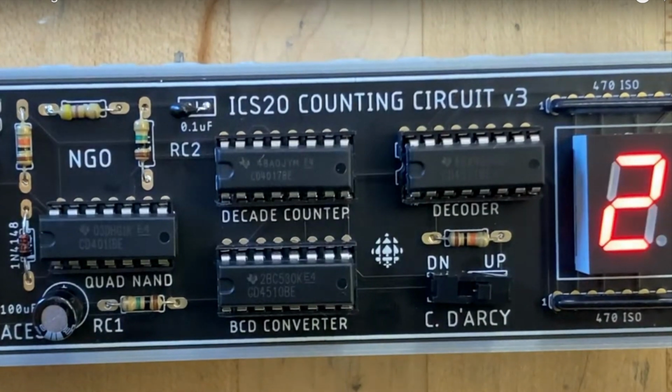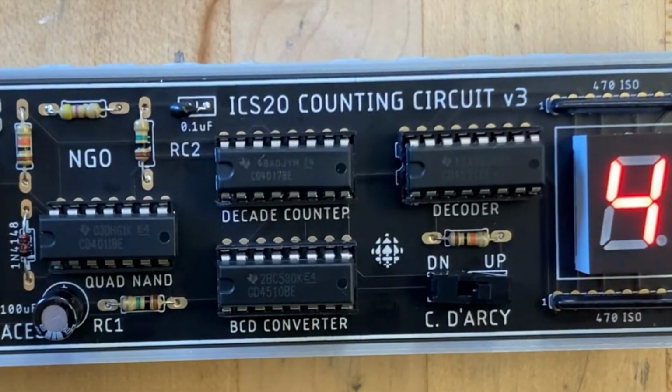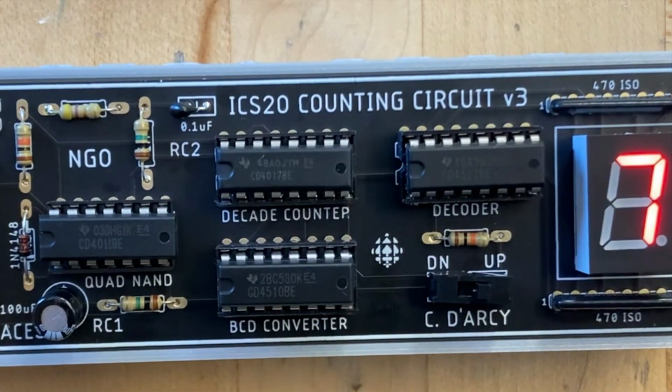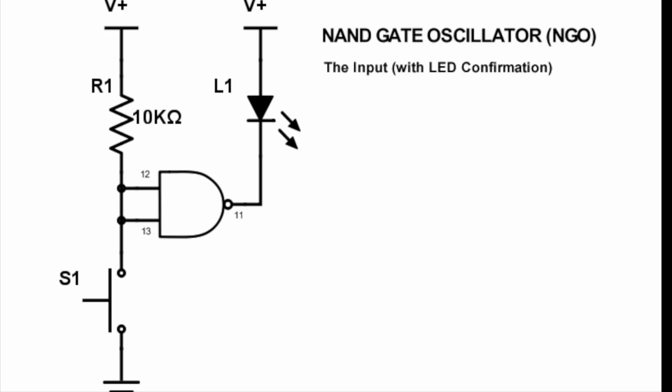This is project 1.5, the counting circuit. This circuit uses a combination of special operation chips and normal logic gates. The circuit uses an important function, clock signal or oscillation. The first circuit uses an important function called button input.